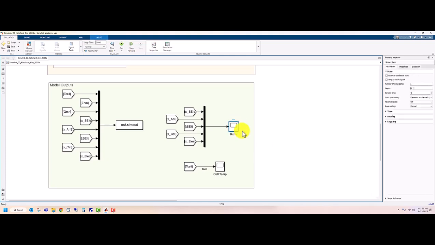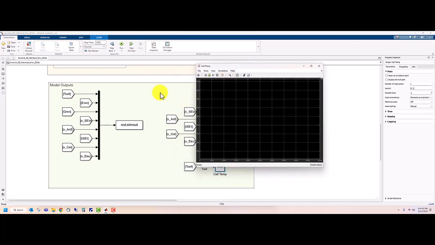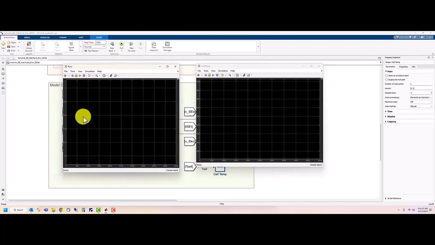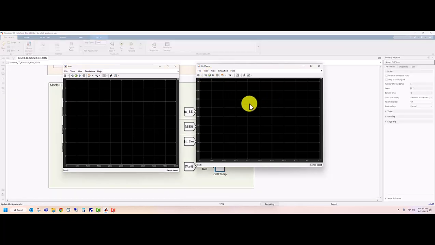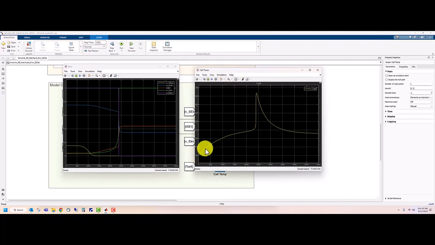So let's go ahead and bring up the scopes, the reactions on the left, and the cell temperature on the right. On the left, we will have the X values for each reaction, and on the right, we will have cell temperature, and I'll go ahead and run the model. Okay, and the model has completed. And we can see the cell temperature rises slowly from convection and radiation. At a certain point, the cell temperature increases very rapidly. That is your thermal runaway event, and then the cell cools down back to the oven temperature after the thermal runaway event.